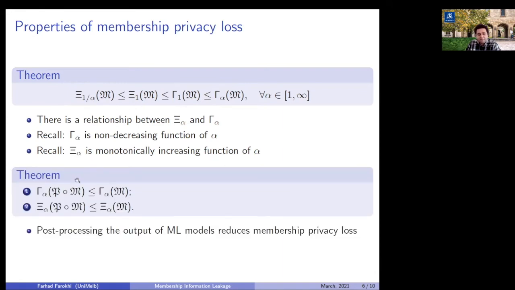In addition, they satisfy a very nice, important property: post-processing the output of the machine learning model, so if we were to do additional processing shown by this P, would not increase the amount of leaked information, it can only decrease it. Post-processing is good for reducing membership inference leakage. And that makes quite a bit of sense. Post-processing would not increase information, so we would have this bound, and post-processing would make that divergence smaller as well.